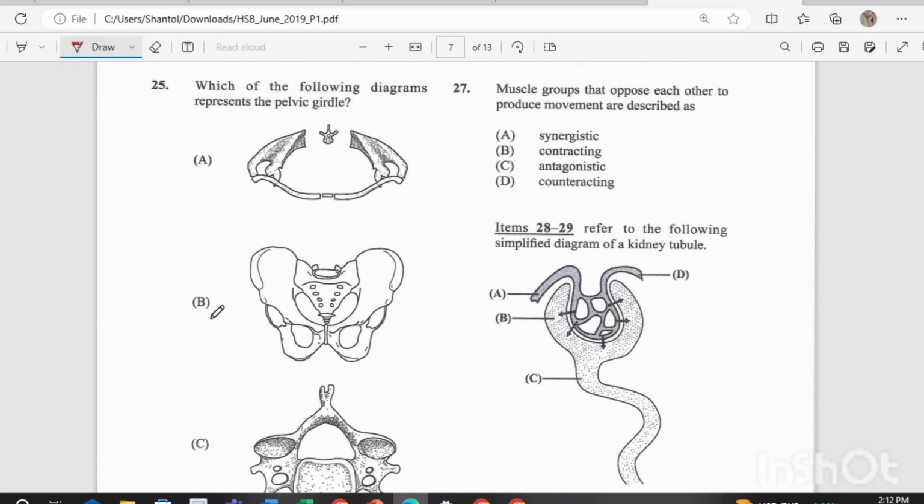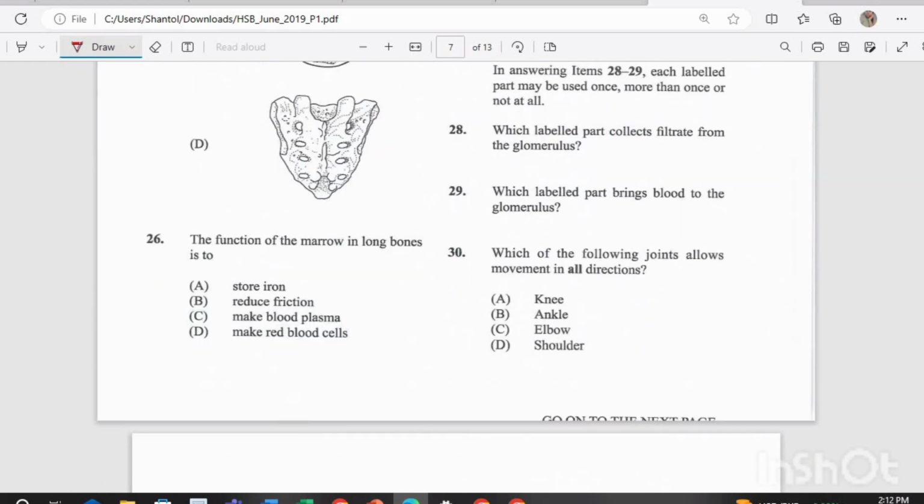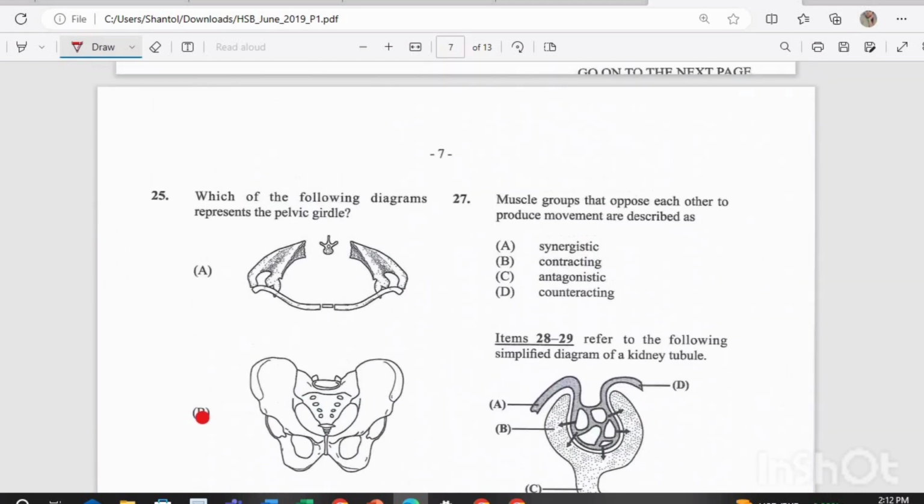The pelvic girdle is B. Question 26. The function of the marrow in long bones is to A. store iron, B. reduce friction, C. make blood plasma, or D. make red blood cells. The answer is D, make red blood cells.